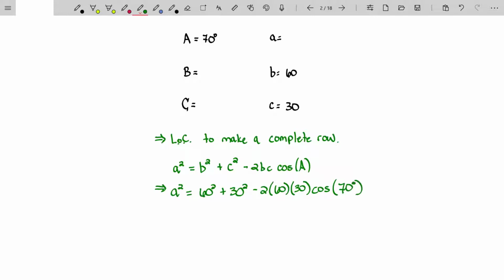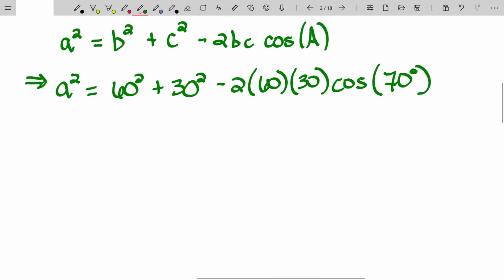So there we go. We filled it out. All of this information is just stuff we plug into a calculator. And so I'm going to take the square root of both sides.